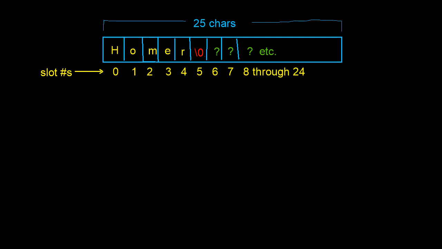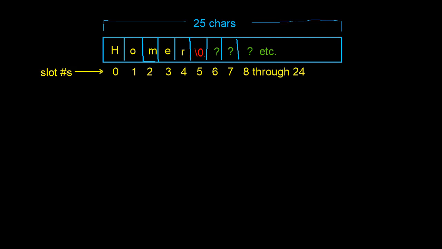The actual letters of Homer's name take up 5 slots. But then we have a 0 following the lowercase r, and that 0 is a marker for the end of the string. In other words, that's how C knows where the end of that string is. Because remember, the string could take up 25 of those spaces. We don't know what's in the rest of the array. It's just junk characters. So that's why I'm putting question marks there.